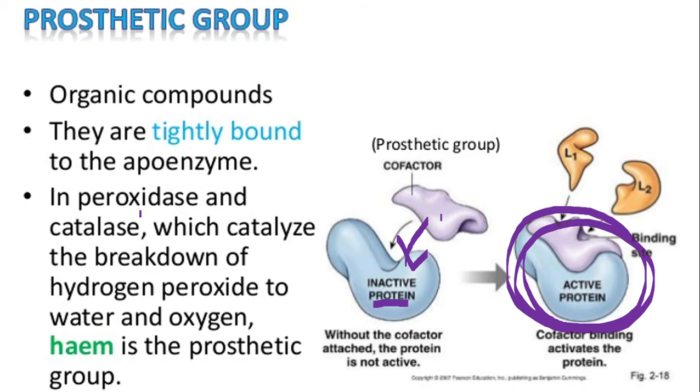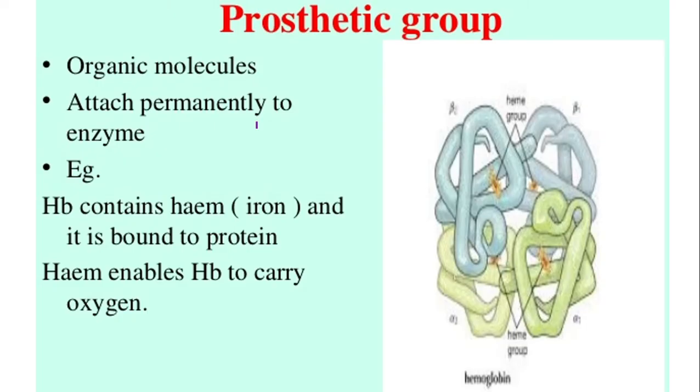Okay. In peroxidase and catalase, heme is the prosthetic group. Sometimes you might have studied H-A-E-M-E as the spelling. Don't worry. It's the difference between American English and British English. Okay, no problem, don't worry about it. This is the molecule. This molecule is actually hemoglobin. It is there in your blood. This hemoglobin is having heme as the prosthetic group.